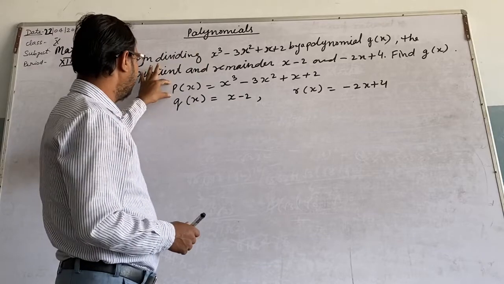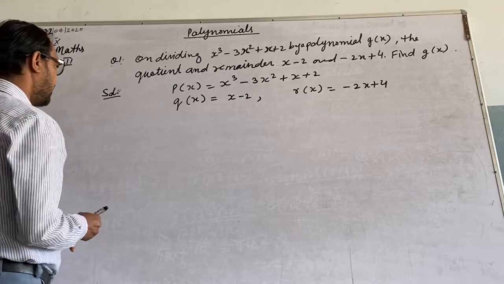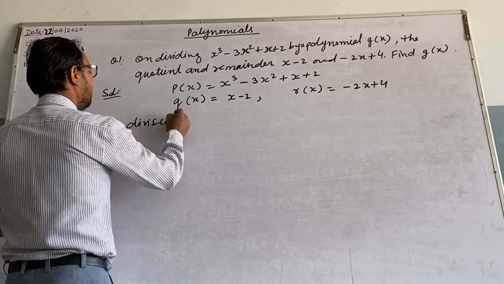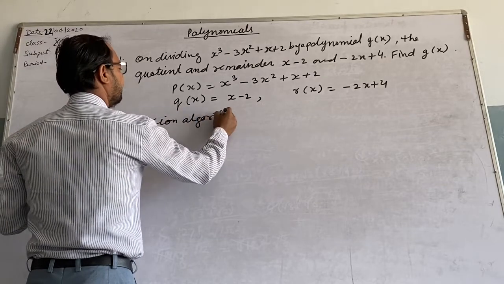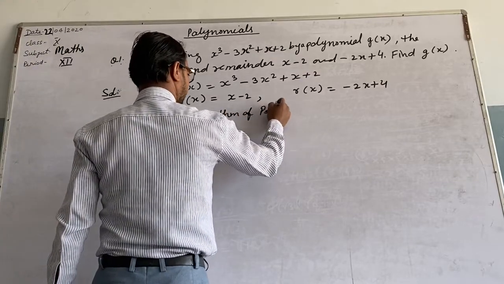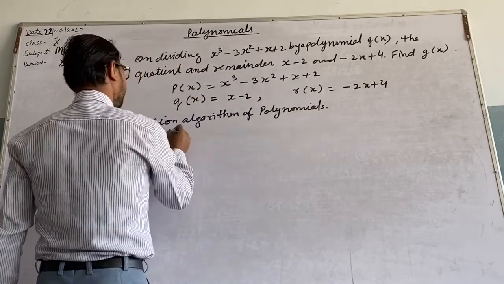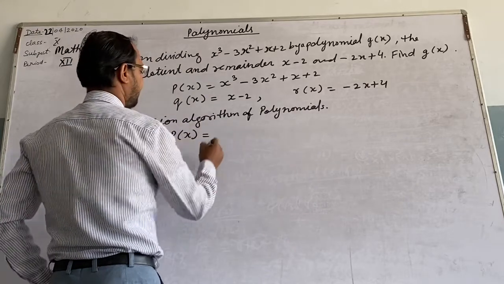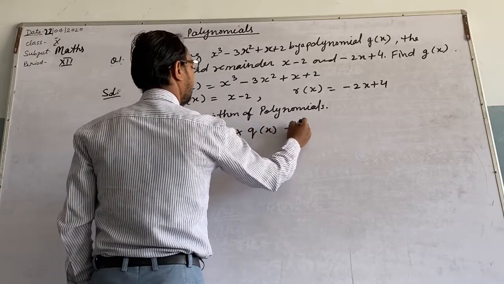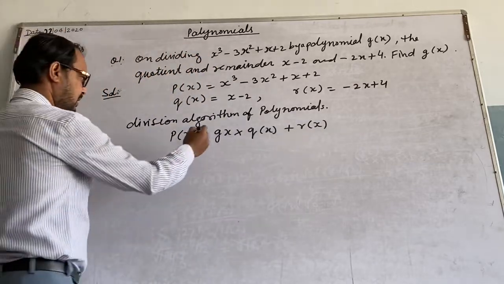First of all, write p(x), quotient q(x), remainder r(x) like this. Now what is the division algorithm of polynomials? p(x) equals g(x) into q(x) plus r(x).